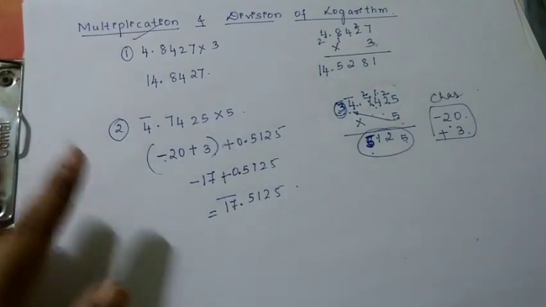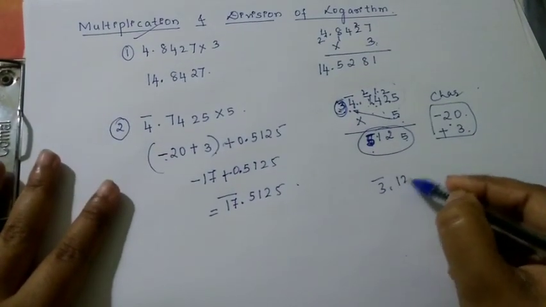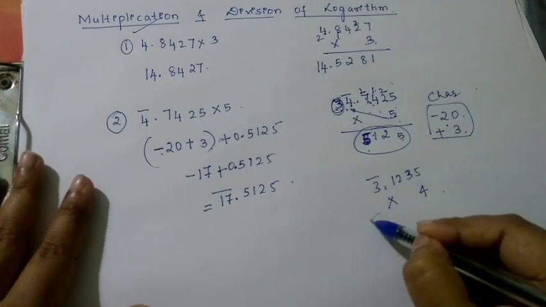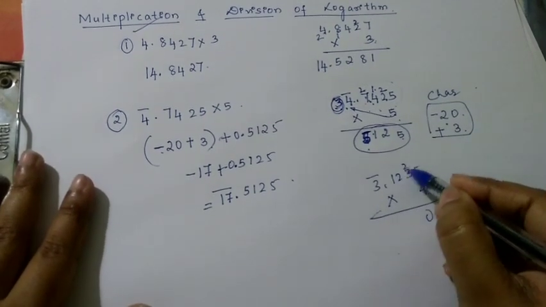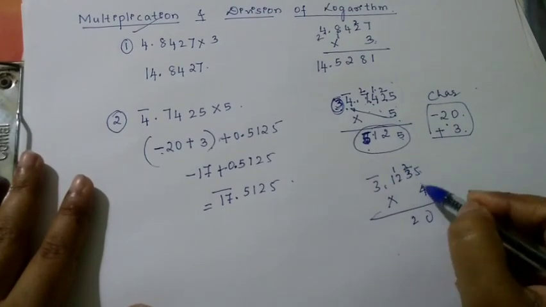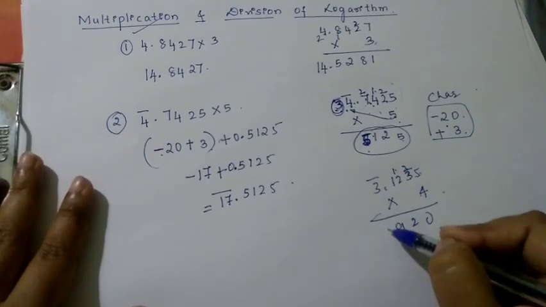In any number, if you have 3 bar 0.1235 into 4, if it is there: 4 5s are 20, 4 3s are 12 plus 2, 14, 4 2s are 8 plus 1, 9, 4 1s are 4.